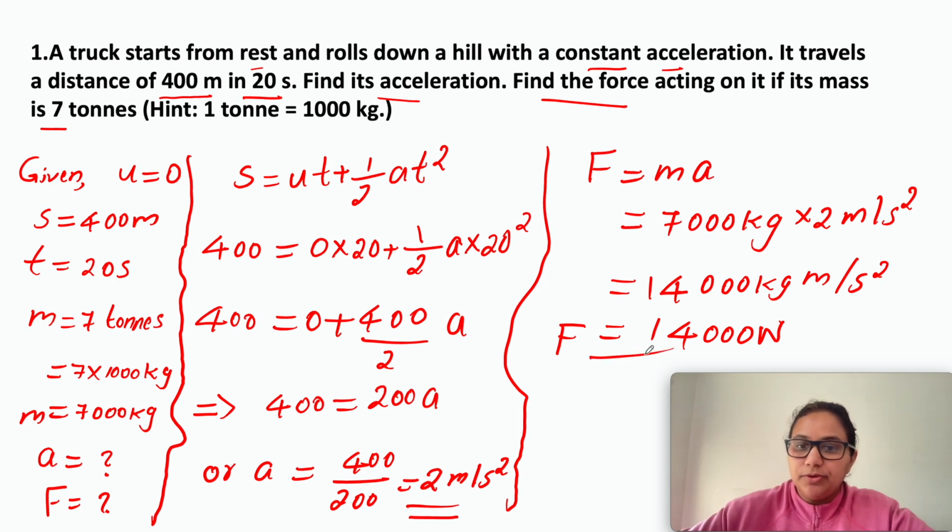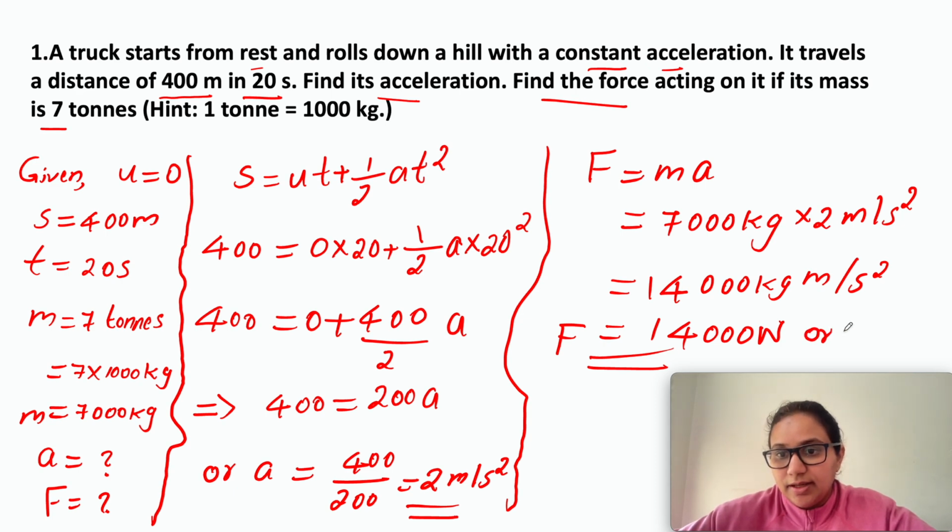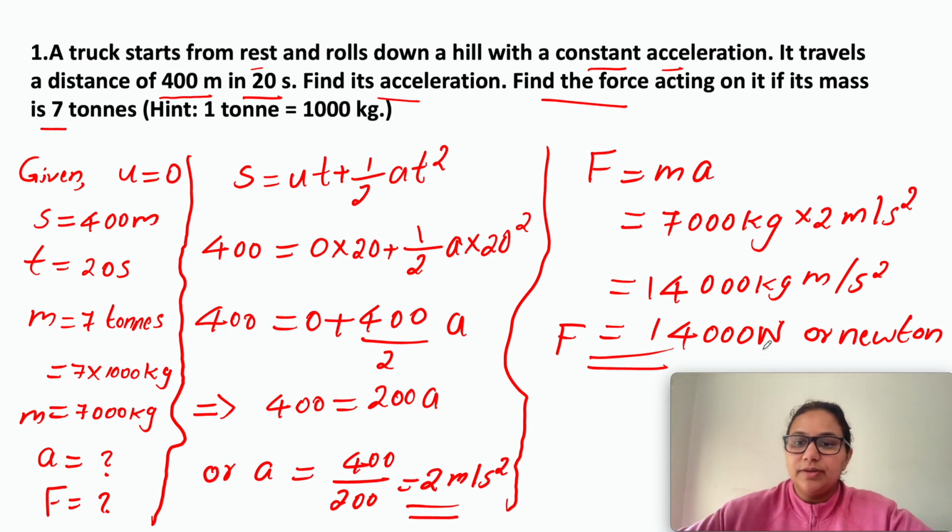The unit of Newton must be written as capital letter N or starting with small letter, newton. These are the two ways you can write the unit. This should be capital letter if you are writing the single letter. If you are writing completely as newton, it should be all small letter.